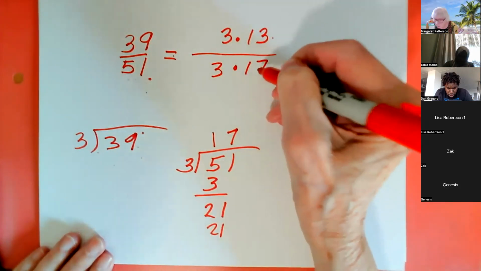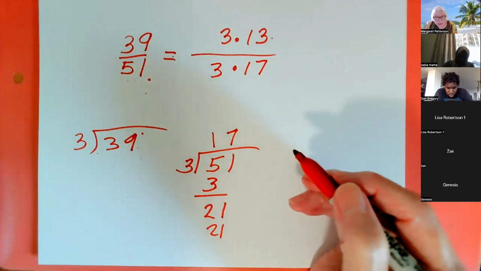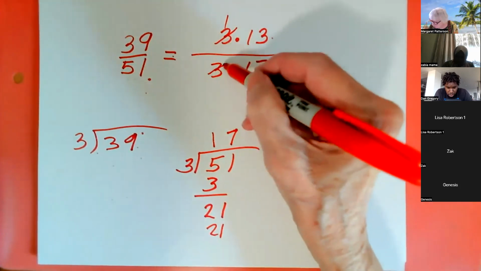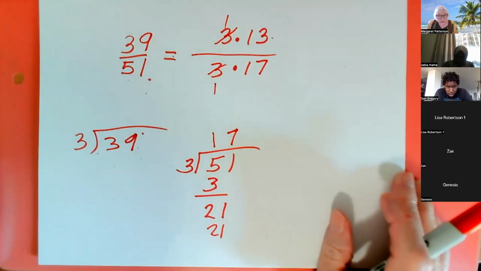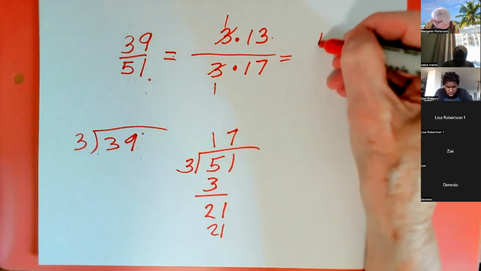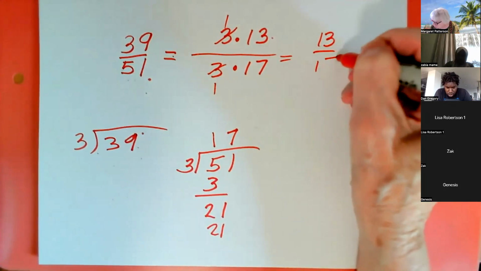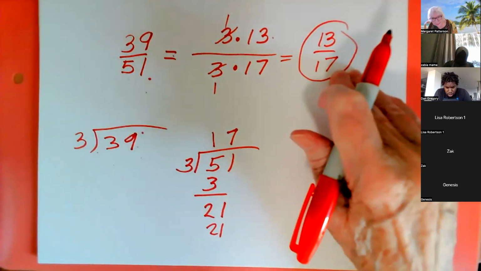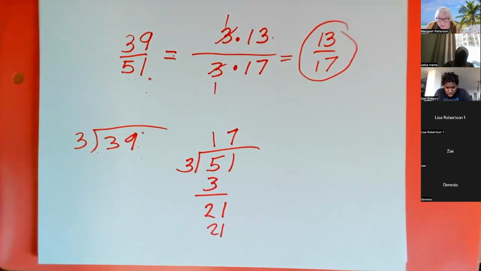You see this? I'm setting you up to have good success on this. Now the 3s go. And what's left is 13 over 17. I like to circle them when it's a heck of a mess. So this is it. That's what I'm giving for an answer. What do you think?